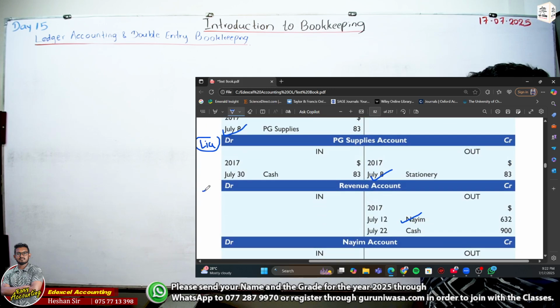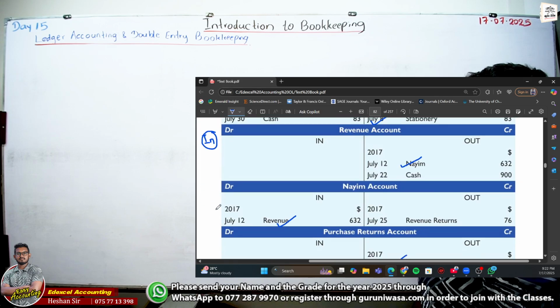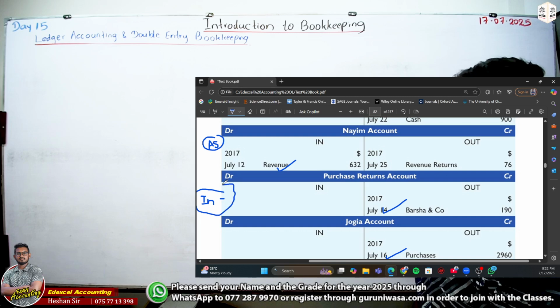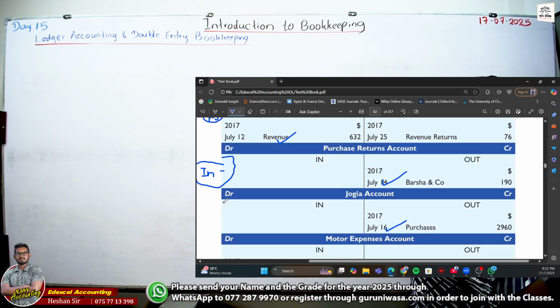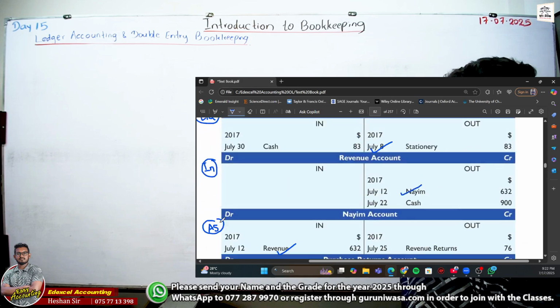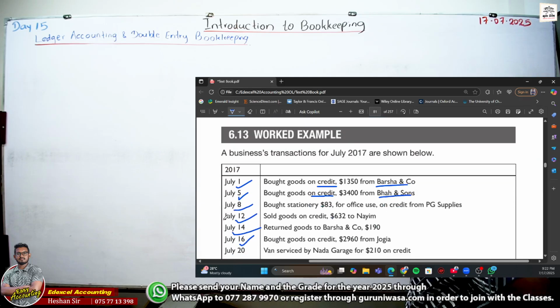Sales account or the revenue account is an income account. Name account is an asset account. They purchased our goods on a credit basis. Asset account. Purchase return is an income decrease account. I told you, when we purchase goods, expense increases. When we return it, expense decreases, right? Then Jogia account is also a liability account, because it is a purchase on credit, right?